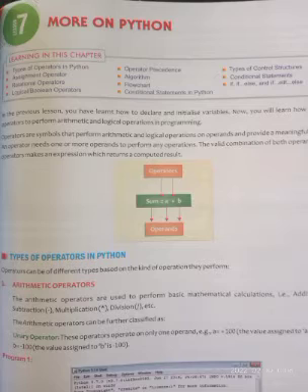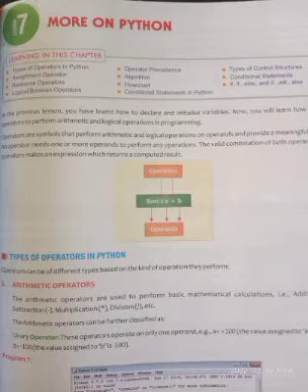Greater than, a greater than b, yes, it is true, correct. Greater than or equal to, either it is greater or equal, so it is also true. Not equal to, a is not equal to b, right? That is also true. So you can see those different kinds of symbols we use, right? Next one is your logical or boolean operations: and, or, and not.